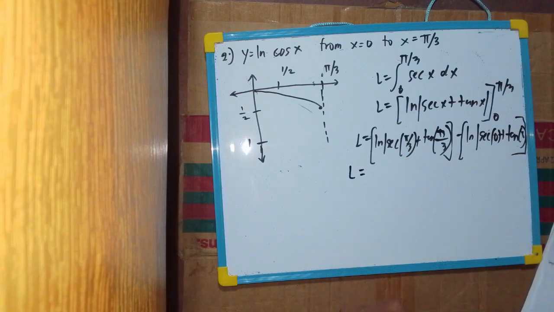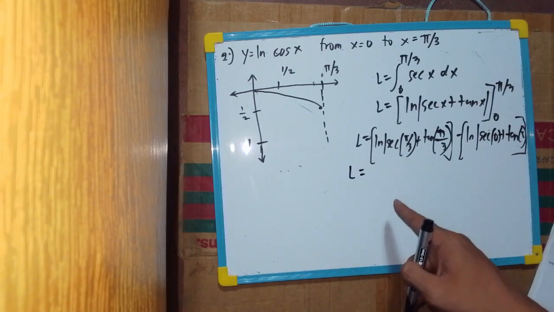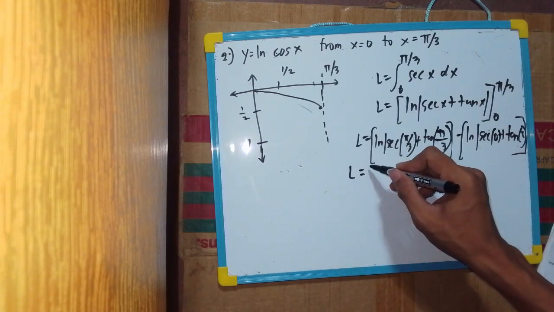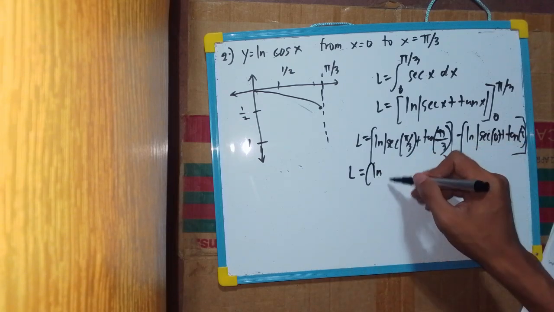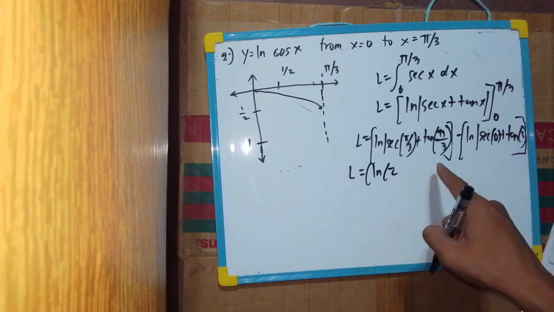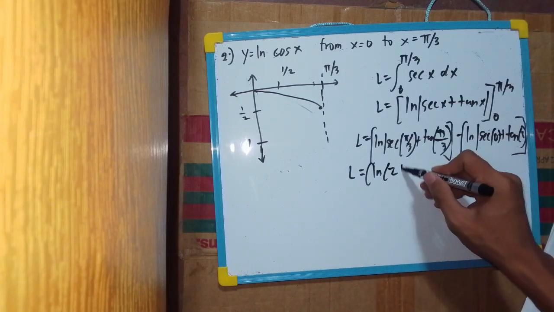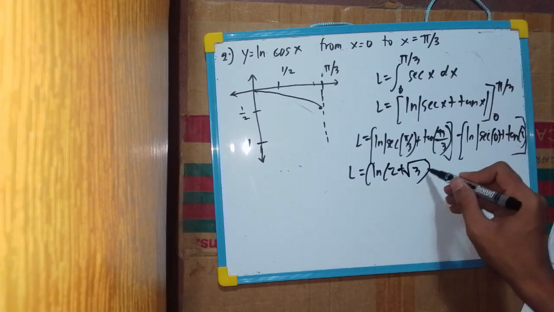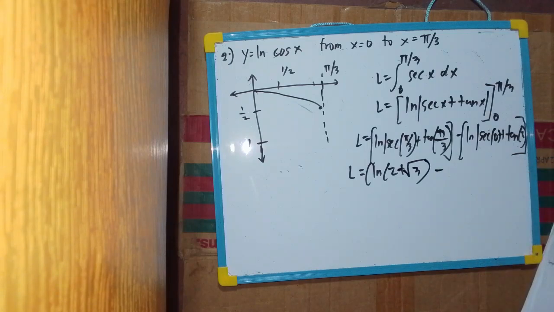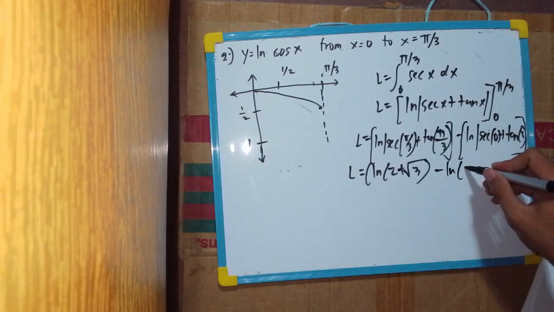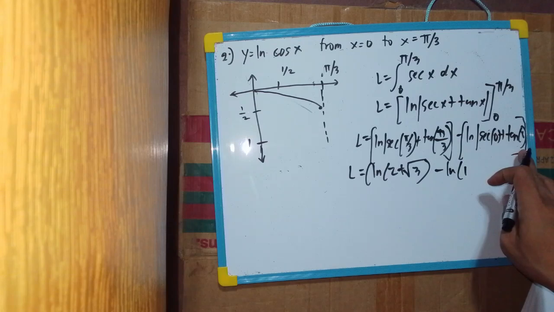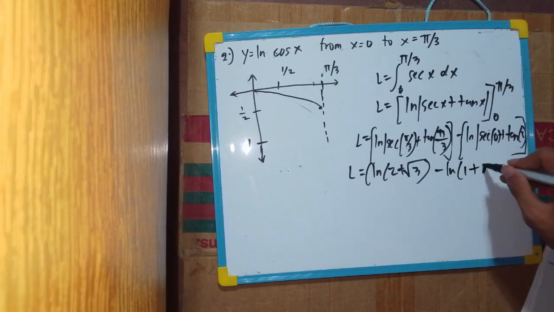So we have secant pi over 3 is 2, and tangent pi over 3 is square root of 3. Secant 0 is 1. Right, secant 0 is 1. So we have 1, and tangent 0 is 0.